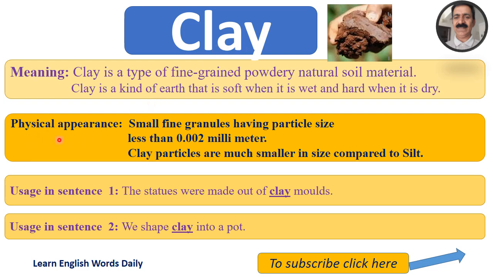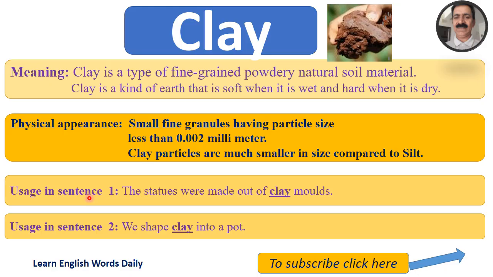Coming to the physical appearance of clay. Small, fine granules having particle size less than 0.002 millimeter. That means clay particles are much smaller in size compared to silt.